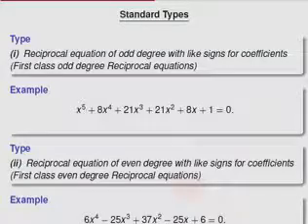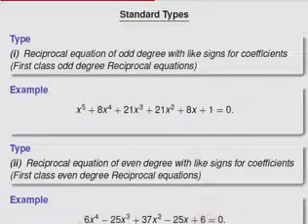Example: 6 x to the power of 4 minus 25 x to the power of 3 plus 37 x square minus 25 x plus 6. Here we have to observe the term x to the power of 4, and the last term is 6. So a0 is equal to 6, and an is also equal to 6, with the same sign, that is, with like signs.